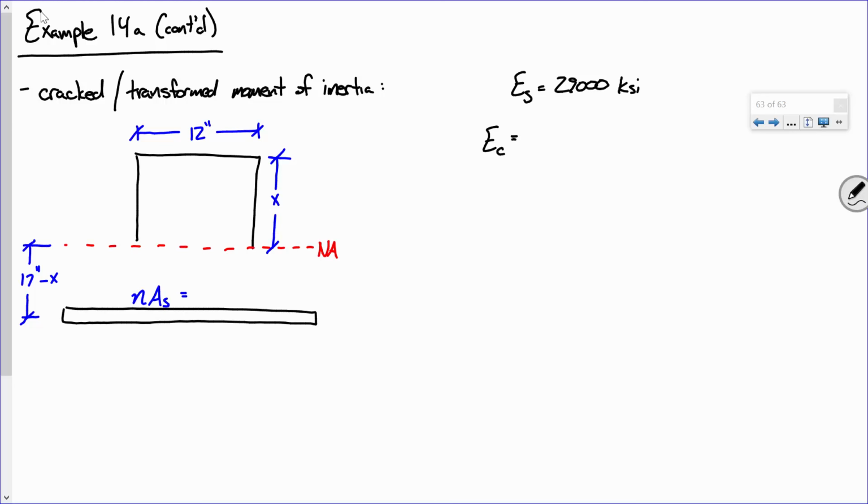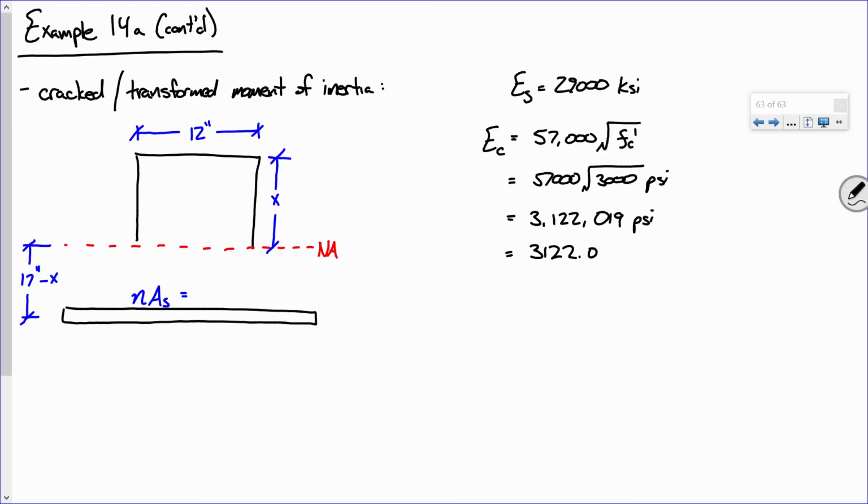Now, does anybody remember how to calculate the modulus of elasticity of concrete? It's been a while, hasn't it? Remember, for normal weight concrete, there's a trick. It's 57,000 times the square root of f'c, put in PSI, get out PSI. So that comes out to be 3,122 PSI, or about 3,122.02 KSI. So our modular ratio is Es over Ec.